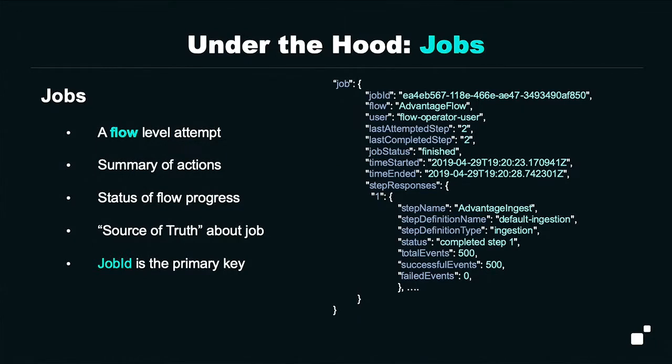So how do we track that under the hood? Well, we have what are called job-level documents. A job is a flow-level attempt. So it's the invocation of an entire flow. It contains a summary of actions.